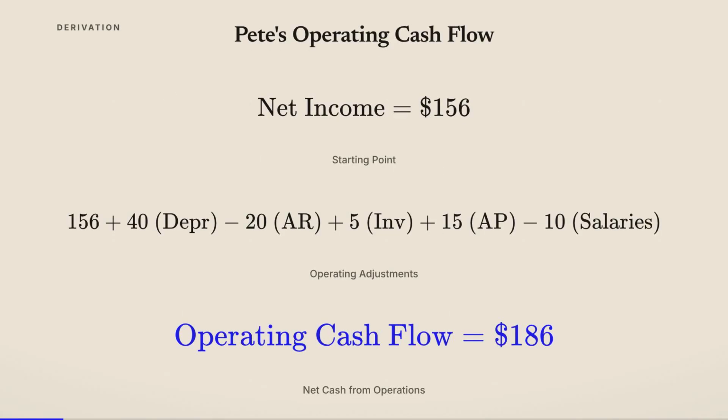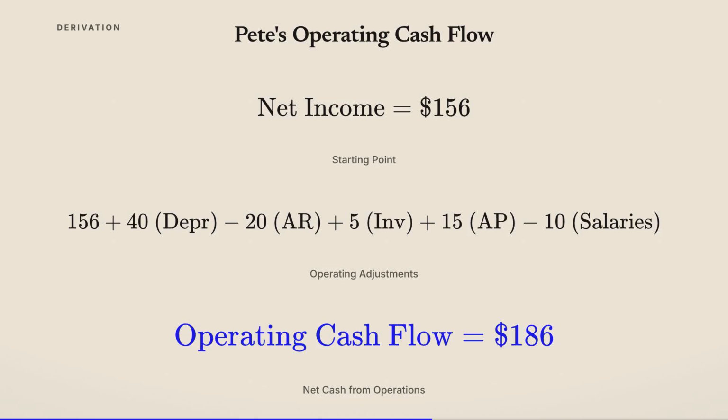We start with the net income of $156,000. First, we add back the $40,000 depreciation expense because it didn't involve a cash outflow this year. Next, we look at working capital. Accounts receivable increased by $20,000. Since this is money owed to Pete but not yet received, we subtract it. Inventory decreased by $5,000. Selling off old stock brings in cash, so we add it.